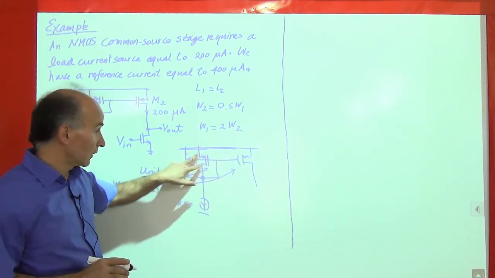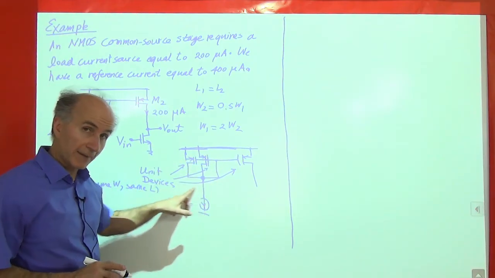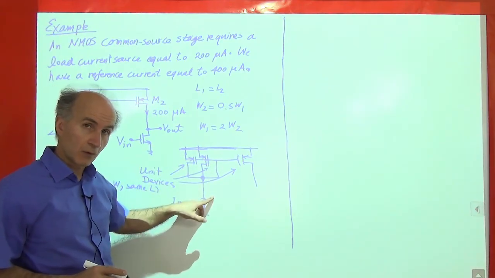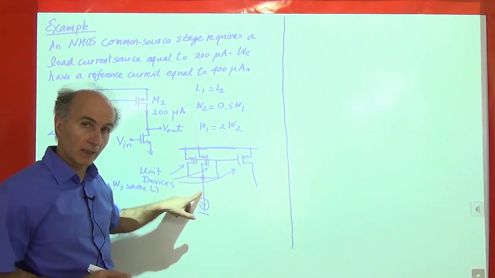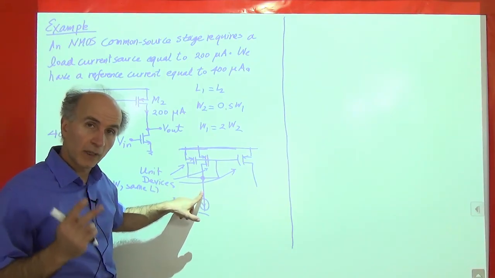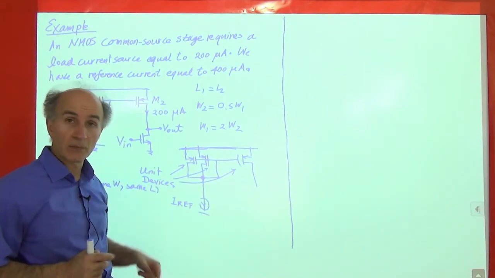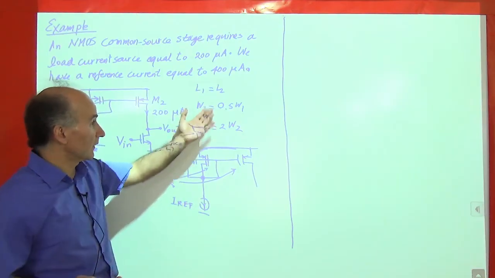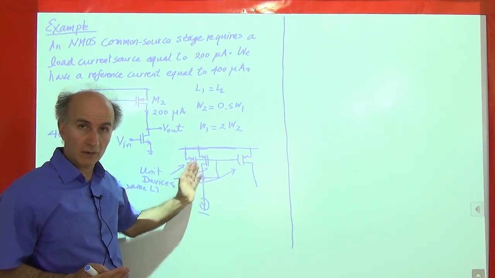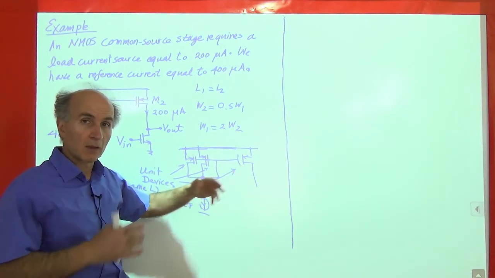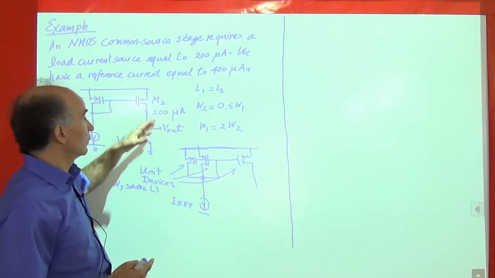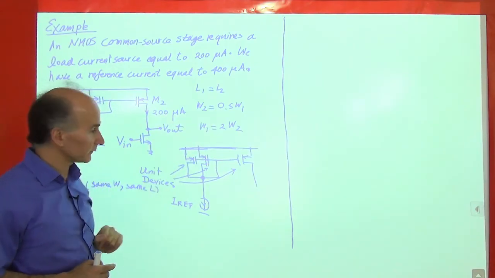Now we took 2 units and configured them as a diode connected device. So equivalently, this device has twice the width of this device and the same length. So we have satisfied this, so the current is copied over with a fractional ratio of 0.5.